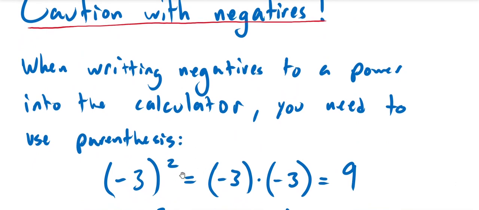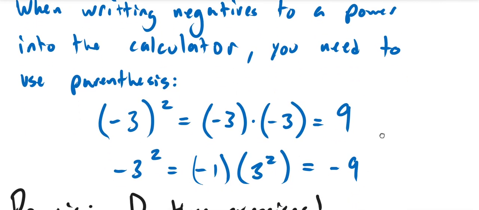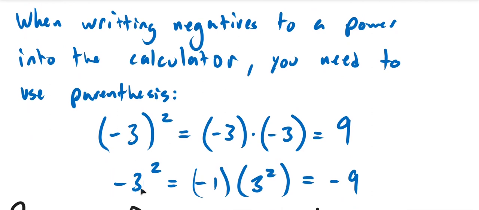When you are writing negatives to a power, I encourage you to always use parentheses. Truly, it only matters for even powers, but don't rely on that. Just use parentheses whenever you are exponenting a negative. Take the whole minus 3 here and stick it in parentheses, because that's the only way your calculator is going to do minus 3 times minus 3 to give you positive 9.